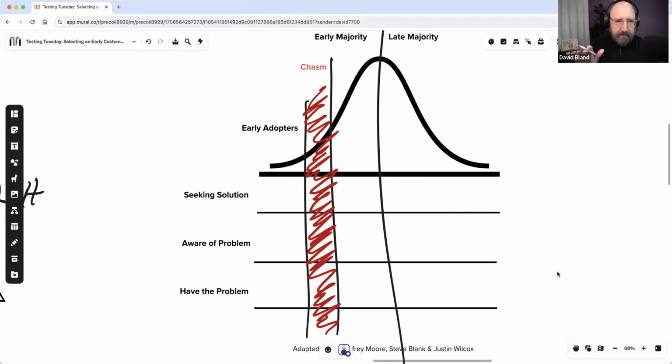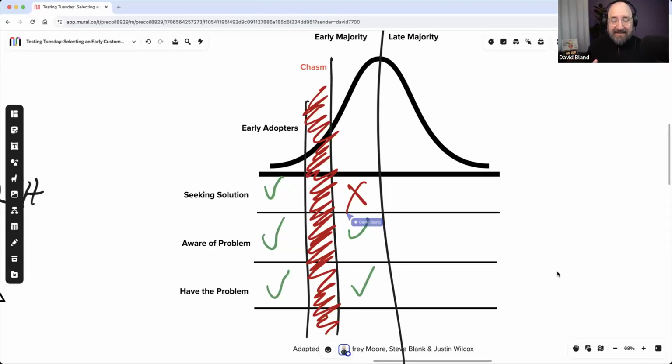I like doing this as check marks and X's. You can do it however you want. But if you think about your early adopters, they have the problem, they're aware, and they're actively seeking a solution. Okay, that's all well and good. However, when you get to the majority, like early majority, late majority, you might run into different situations. So you might run into a situation where they have the problem and they're aware, but they're not seeking.